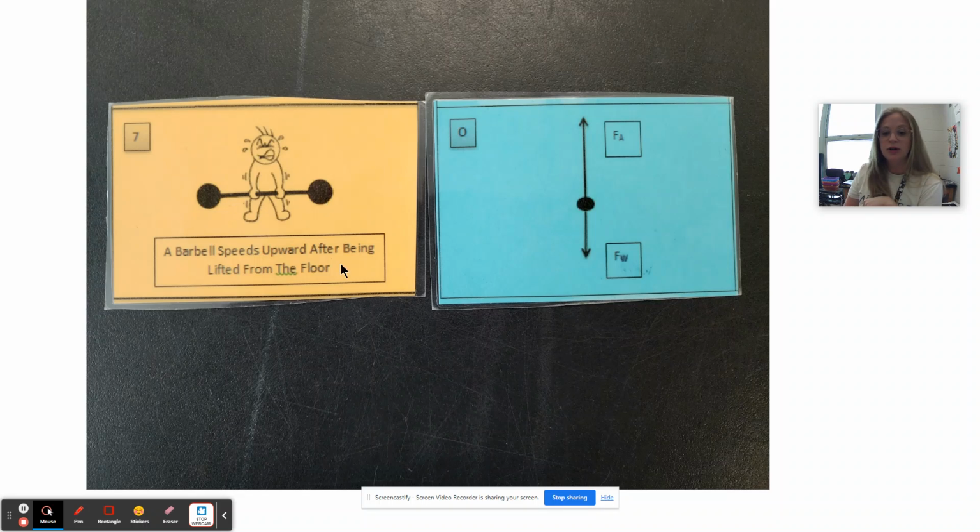So it's not touching the ground, so you're not going to have normal force here. But you are on Earth, so you'll have gravity, and you'll have the pull of the guy, so pulling from a living person. You'll have the applied force. Now, this force is stronger than this one because it's speeding upward.